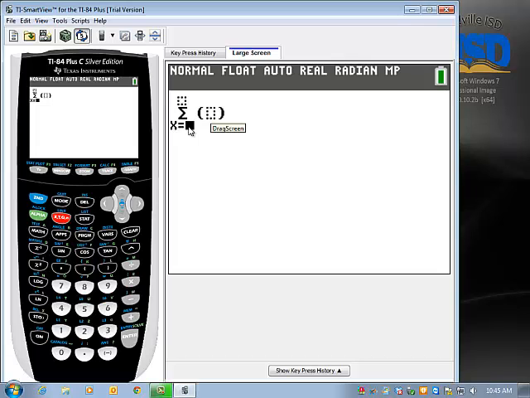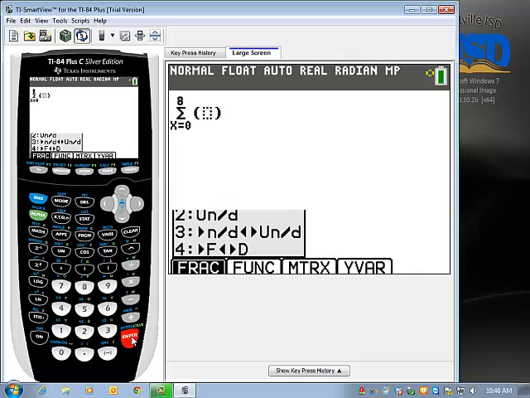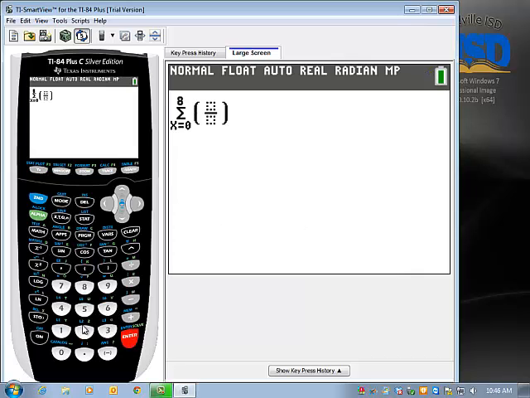So in the bottom of our sigma, in this problem, we put a 0. So x equals 0. On the top of the sigma, it was an 8. Over here in the equation, it was a fraction. So I'm going to do alpha y equals, do my fraction. And it was 1 over i factorial. Remember, we changed our variable to an x, so it's x.